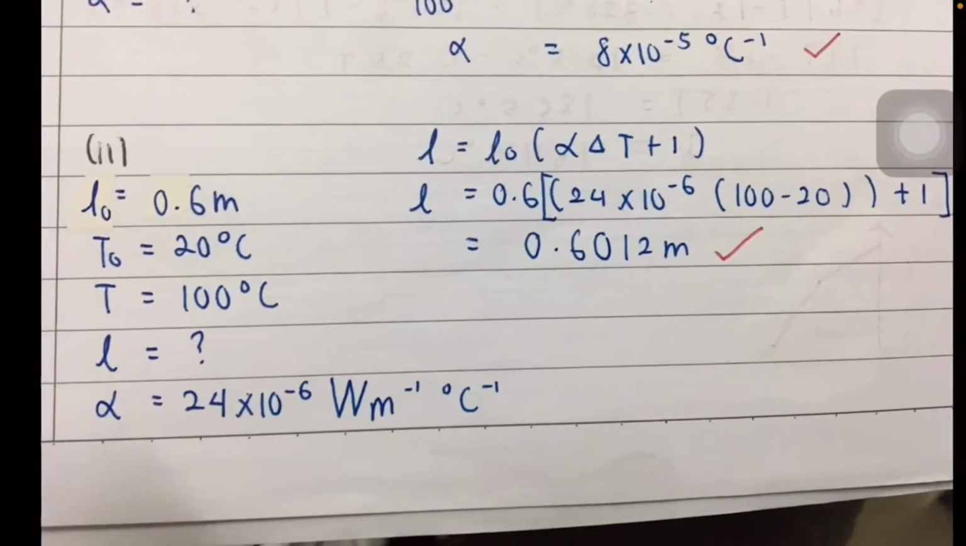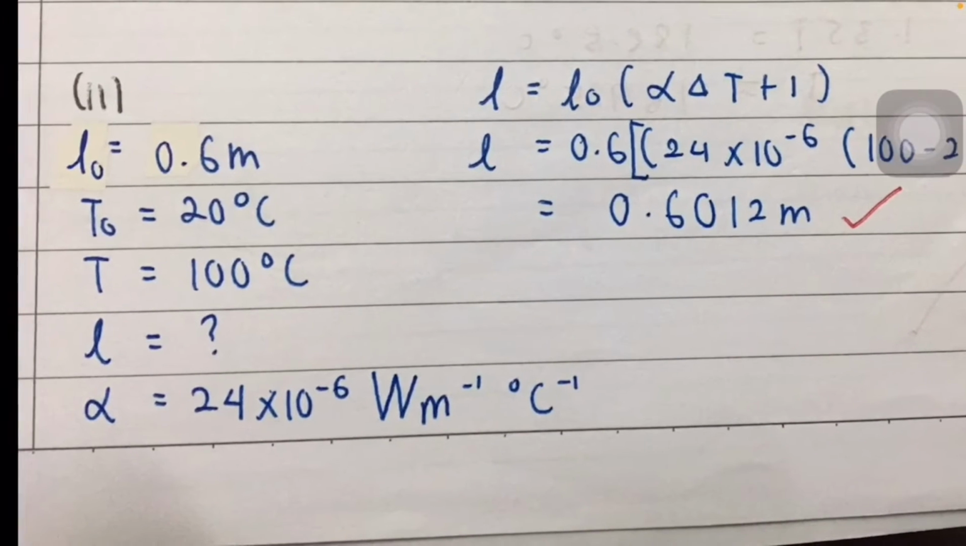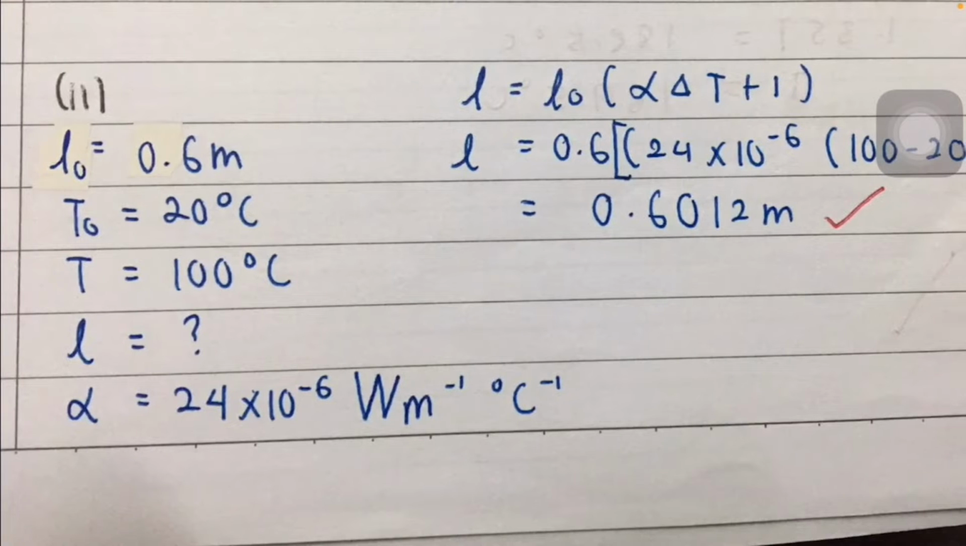So in this question, we convert the 60 cm to meters, so we can get 0.6 meter. T naught we have 20 degrees Celsius, T we have 100 Celsius, and we want the length at the temperature of 100 degrees Celsius. In the question we have the alpha, the coefficient of linear expansion for aluminum, which is 24 times 10 negative 6.